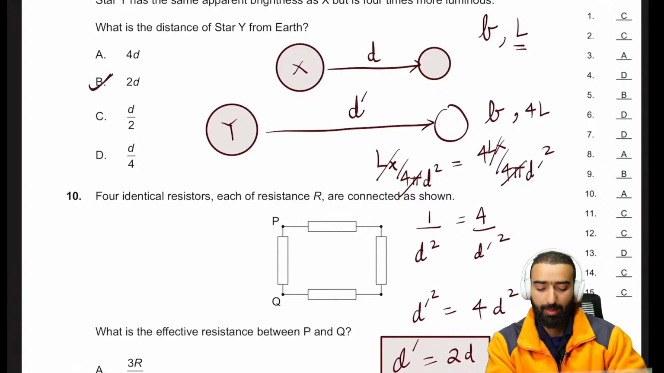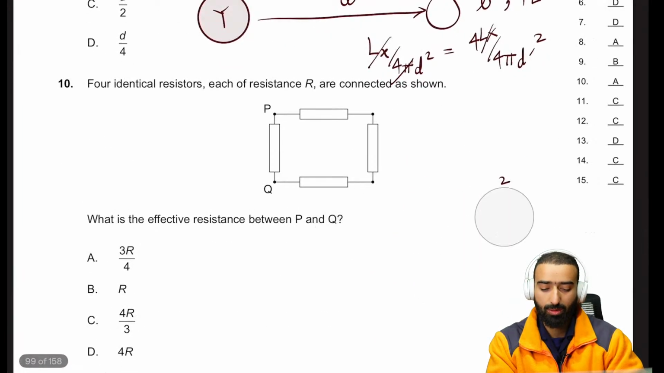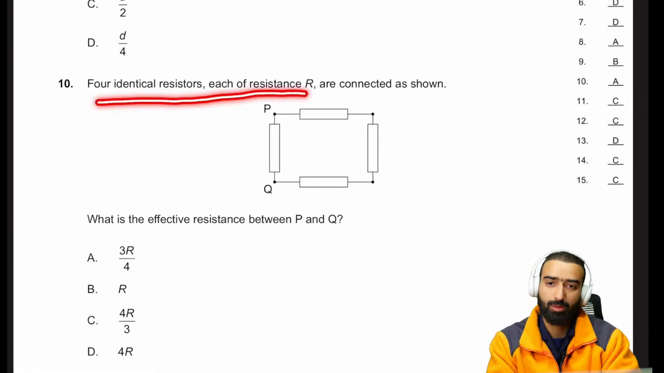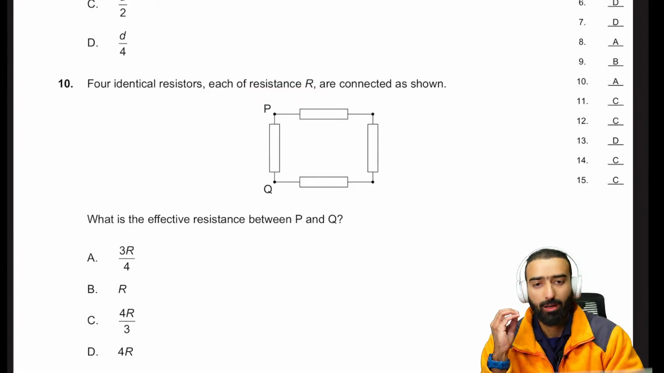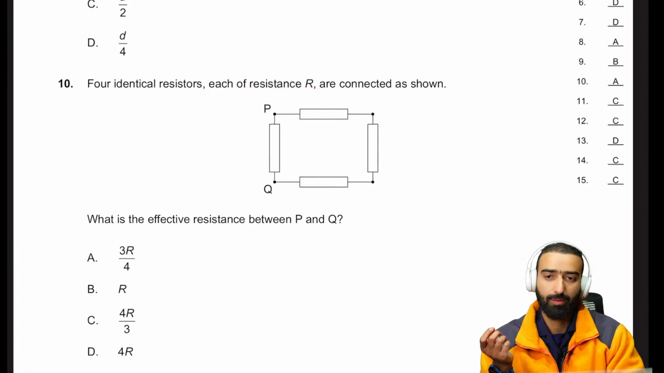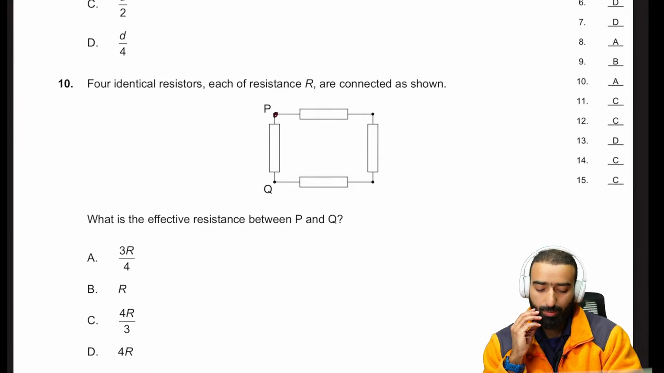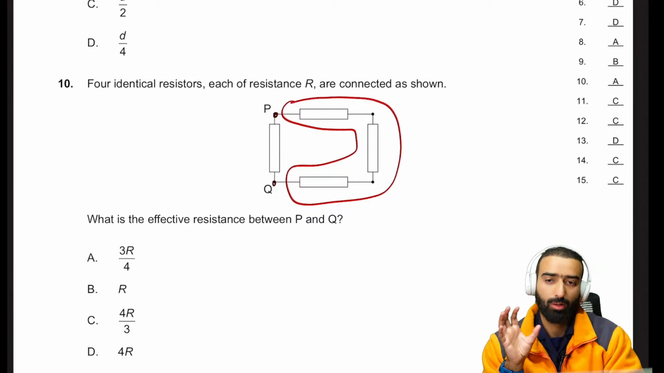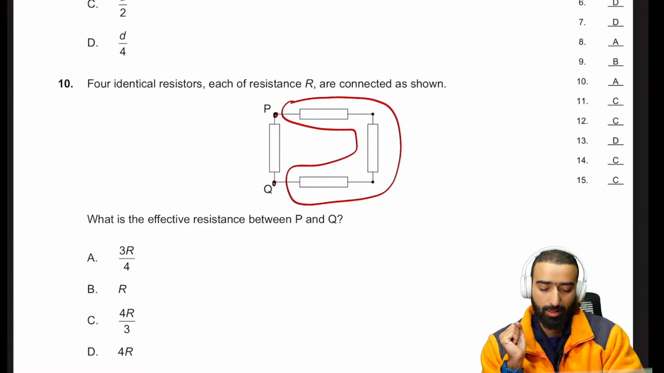Okay, let's move on to the 10th question on circuits, which is: 4 identical resistors, each of resistance R, are connected as shown. What's the effective resistance between P and Q? If we look at this set of resistors, they're all connected in series. So I can put them together and call this 3R.